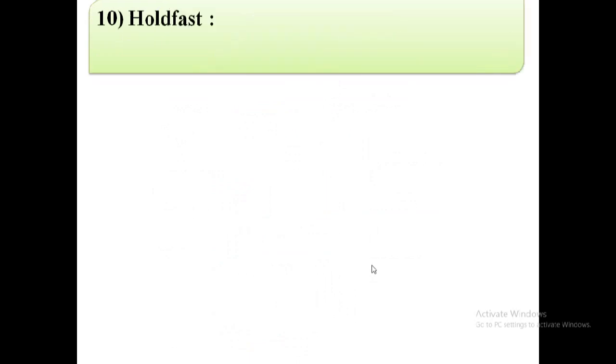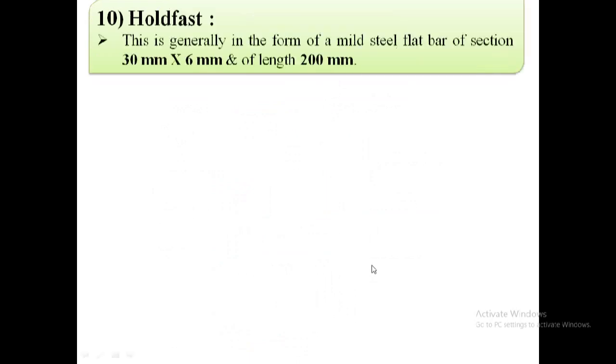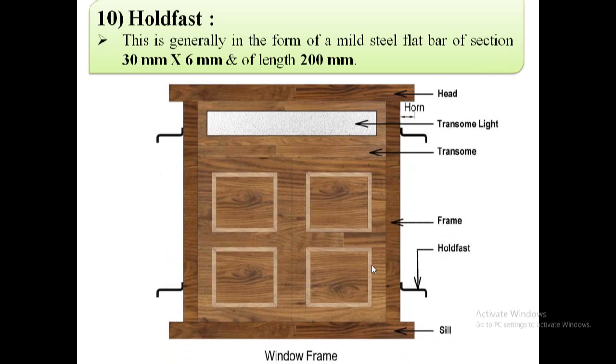Next technical term is hold fast. Hold fast is generally in the form of a mild steel flat bar of section 30 mm by 6 mm and of length 200 mm. So in this image you can see this is the hold fast, this is the hold fast. So for window frame, the number of holdfast is 2.